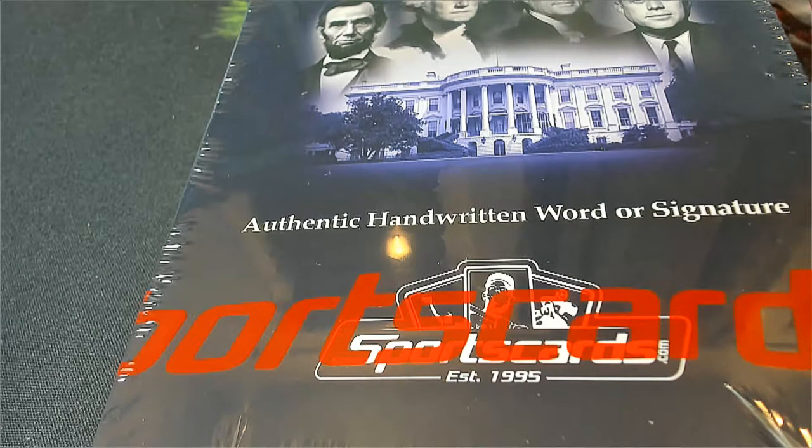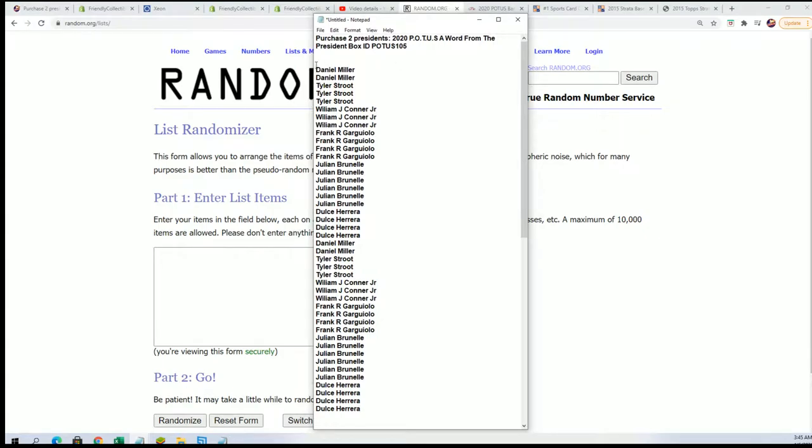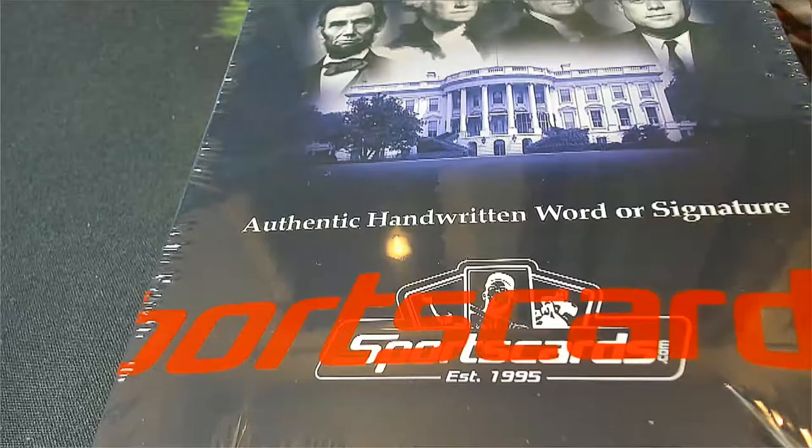Right, so let's see what comes out of this box break. Let's see what we can find here. We're going to randomize both lists 7 times apiece and then stack the lists up side by side. And that's how you'll get your president in this break. You'll own 2 presidents' names.